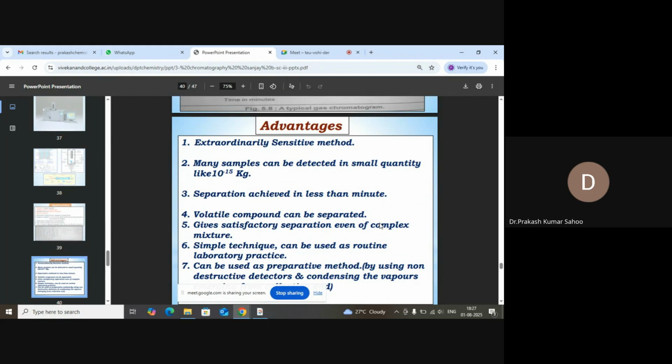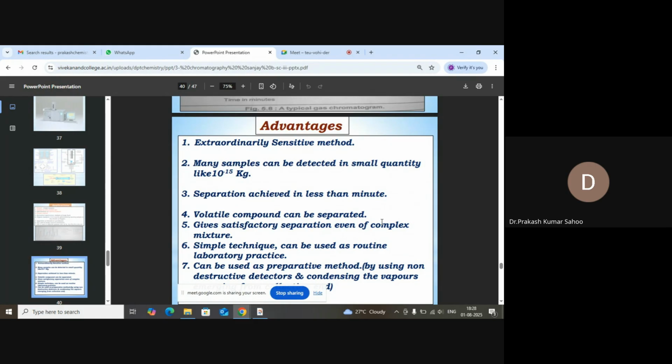Then what are the advantages of gas chromatography? It is an extraordinarily sensitive method, because the sample or mixture under investigation is in the vapor state, and from the vapor state we get a very accurate report of the separation. Many samples can be detected in small quantities, like 10 to the minus 15 kg.